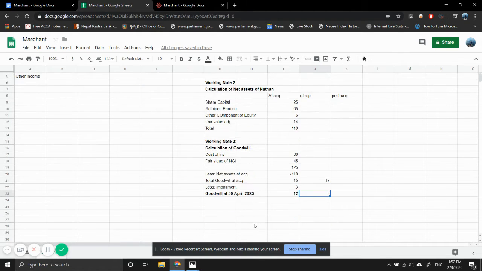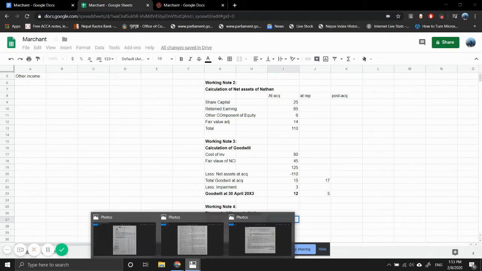So what else do we need to be worried about is working note 4. This will be the disposal of shares in Nathan. How do we calculate that? Proceeds. Since we have not lost control, proceeds and then carrying amount of investment.